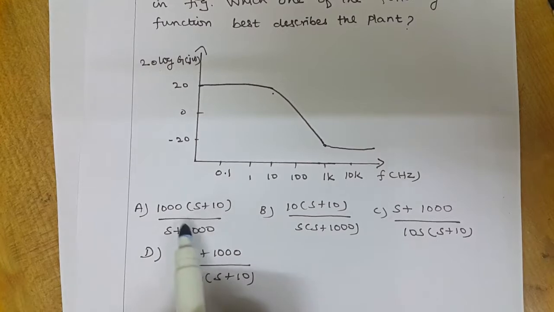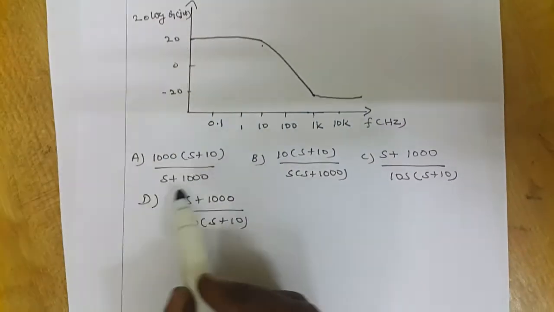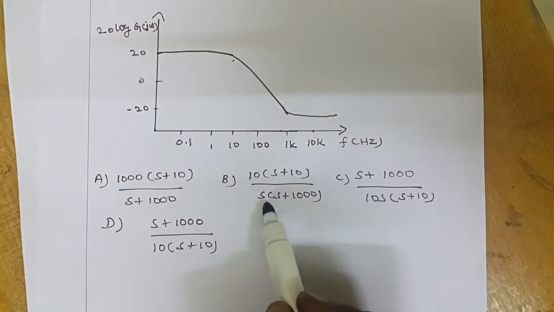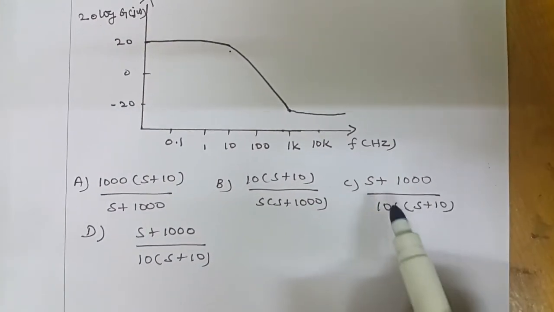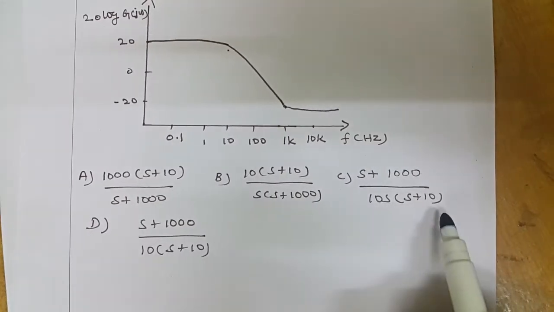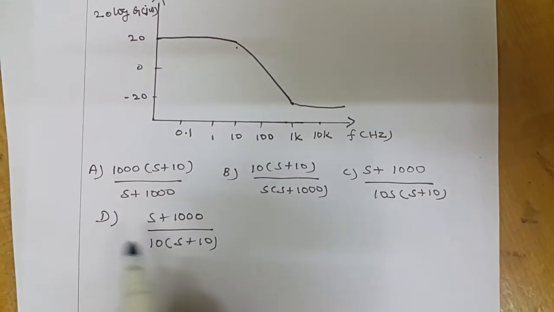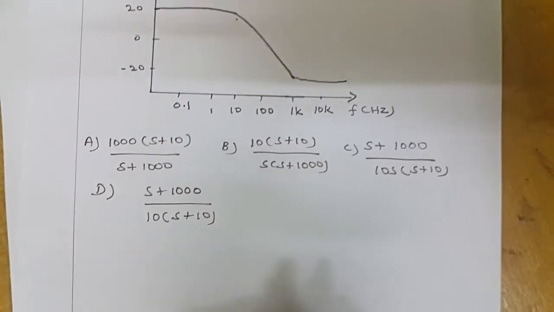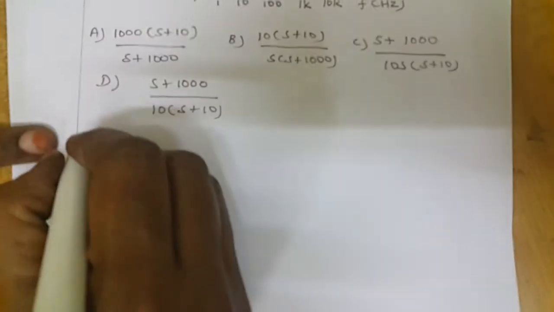Choice A is 1000 into (s plus 10) divided by (s plus 1000). Option B is 10 into (s plus 10) divided by s into (s plus 1000). Option C is (s plus 1000) divided by 10s into (s plus 10). And option D is (s plus 1000) divided by 10 into (s plus 10). Come, let's solve the problem.